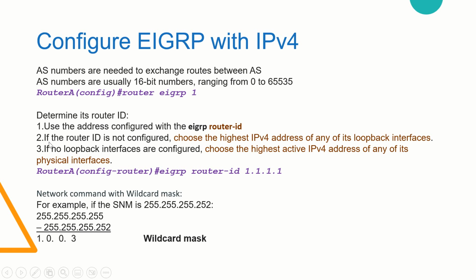The second priority is, if the router ID is not configured, choose the highest IP version 4 address of any of its loopback interfaces. This is the IP address of the loopback. If no loopback interfaces are configured, choose the highest active IP version 4 address of any of its physical interfaces. This is the priority and you should remember it. After you enable router EIGRP with the AS number, you should also define the router ID here for each router.